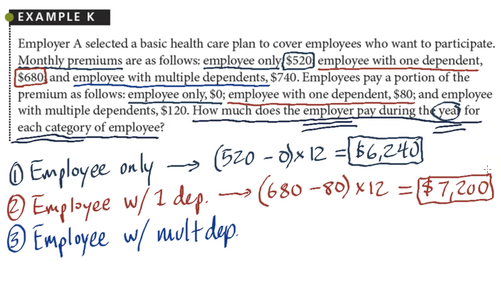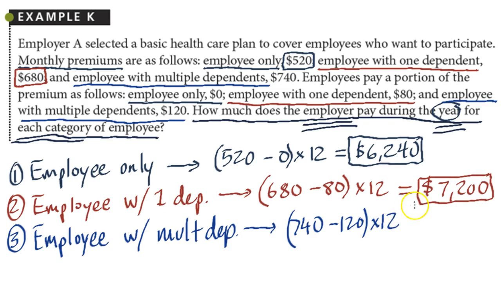Okay, and now, similarly to employee with one dependent, we'll figure out multiple dependents. And we see that employee with multiple dependents costs $740 for the premium on a monthly basis. And then the employee with multiple dependents pays $120. So the employee covers that much. We subtract that amount to find the employer amount, and we multiply that by 12.